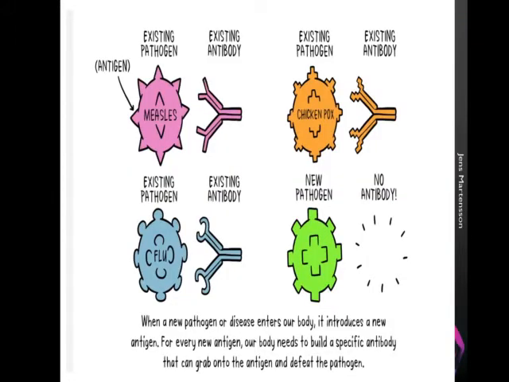Now we'll see an example such as measles, chickenpox and flu. These are all the existing pathogens. But they also have existing antibodies for it. But when a new pathogen enters, there is no antibody produced. This is where our vaccine helps our body to create antibodies. For every new antigen in our body, it needs to build a specific antibody that can grab the antigen and defeat the pathogen.